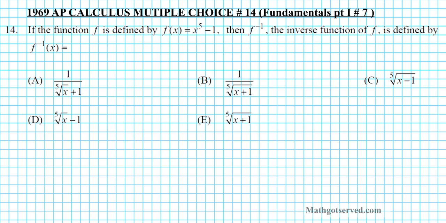In this clip, we're going to be going over number 7, which is part 1 of our fundamentals of AP Calculus AB and BC. This problem corresponds to problem 14 of the 1969 AP Calculus AB multiple choice release test item. Let's take a look at the question. It reads, if the function f is defined by f of x equals x to the fifth minus 1, then f inverse, the inverse of the function f, is defined by.